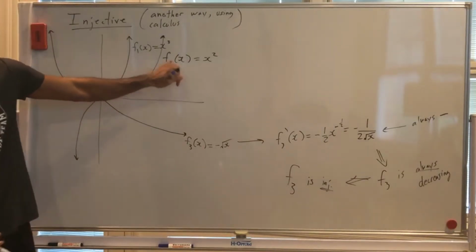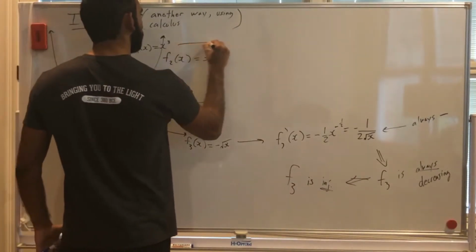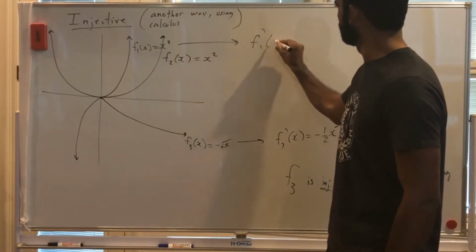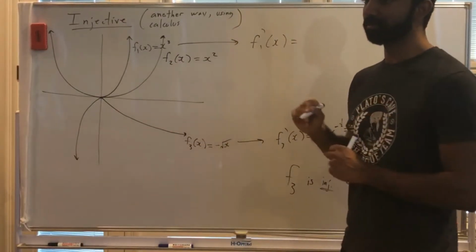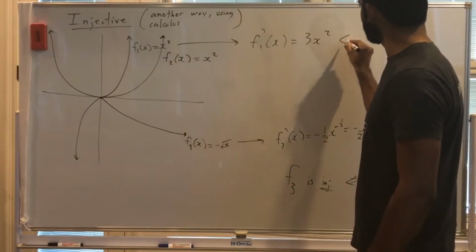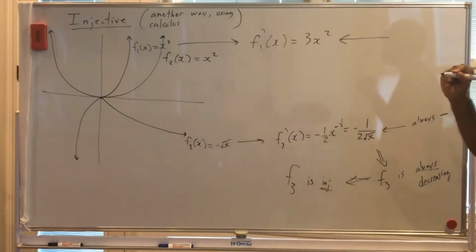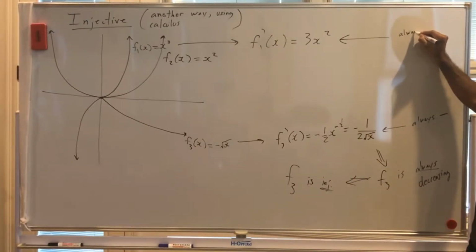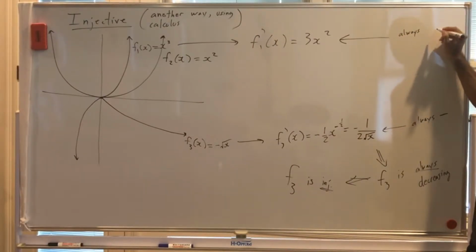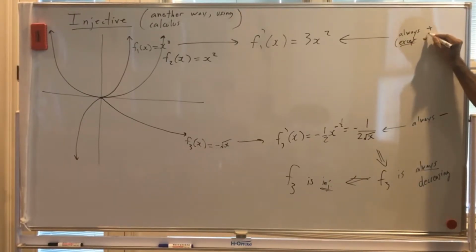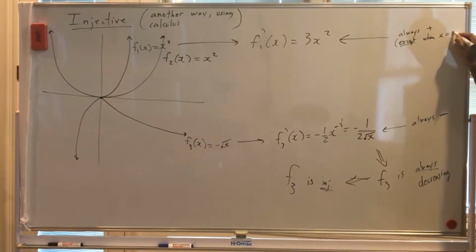Now let's skip f2 for a moment and go to f1. The derivative of f1, so we'll say f1 prime, is what? 3x squared. Now, is 3x squared always positive? It's almost always positive, except for what x value? X equal to 0. Always positive except when x equals 0.